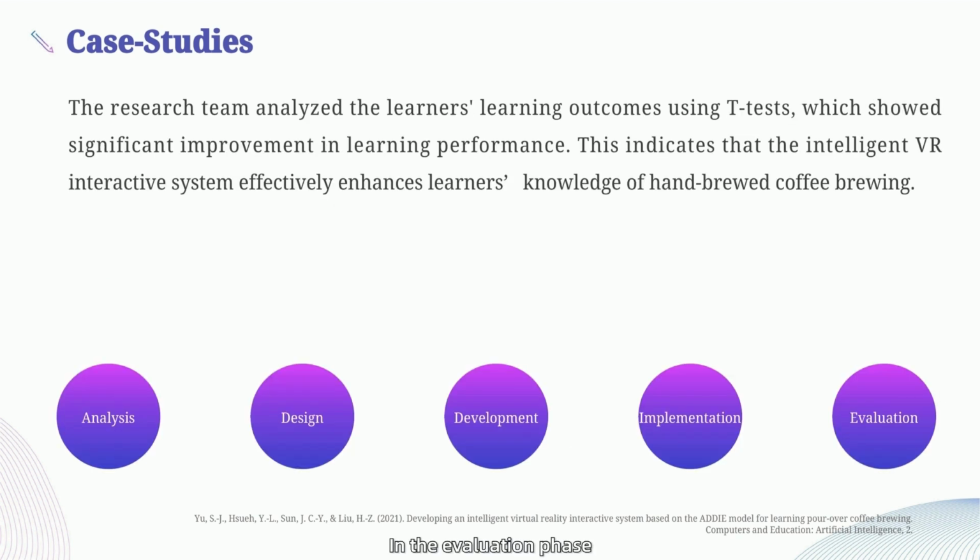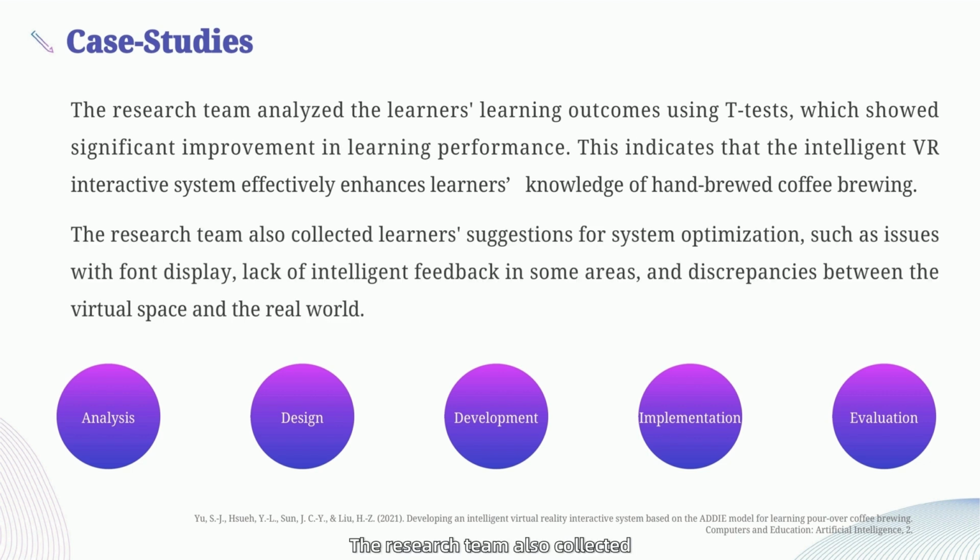In the evaluation phase, the research team analyzed the learners' learning outcomes using t-tests, which showed significant improvement in learning performance. This indicates that the intelligent VR interactive system effectively enhances learners' knowledge of hand-brewed coffee brewing. The research team also collected learners' suggestions for system optimization, such as issues with font display, lack of intelligent feedback in some areas, and discrepancies between the virtual space and the real world.